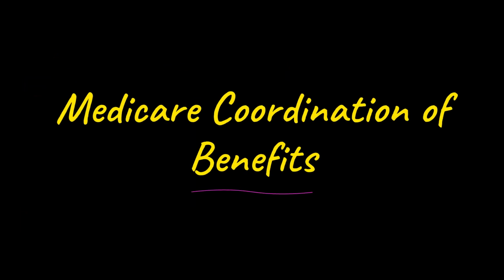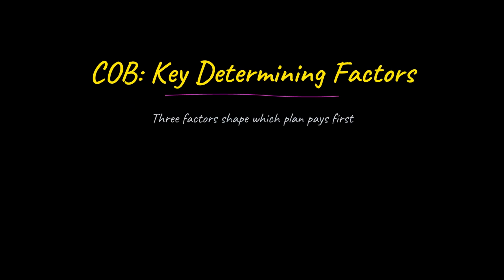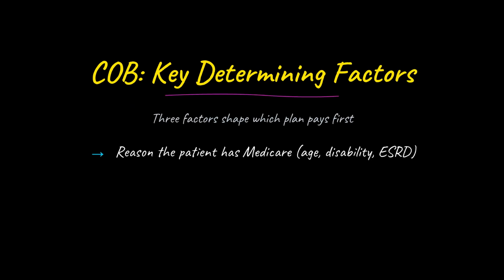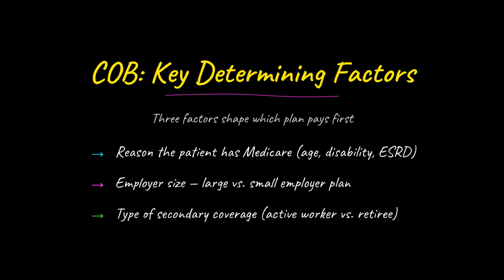When a patient has both Medicare and an employer health plan, specific rules determine which plan pays first. This framework is called Coordination of Benefits, or COB, and it exists because Medicare was designed to work alongside employer coverage, not replace it. The COB order depends on three factors: why the patient has Medicare, the size of the employer, and whether the patient is an active worker or retiree. These factors together determine which plan is primary and which is secondary.